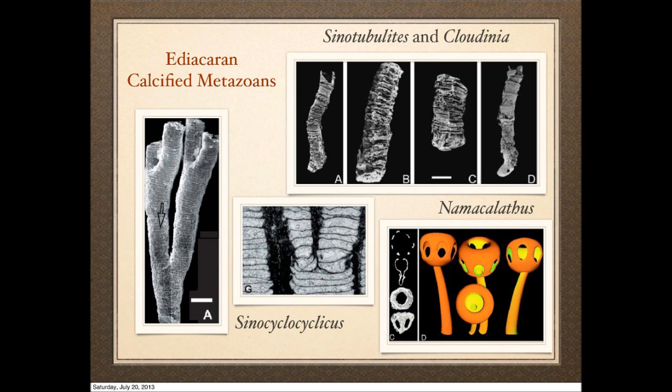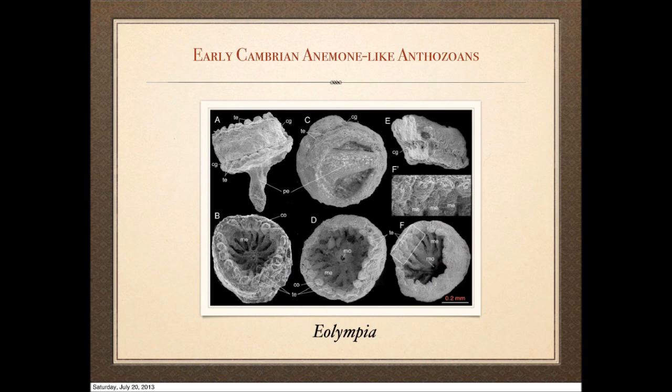By the early Cambrian, we start getting some nice body fossils. This is the earliest preserved sea anemone, an anemone-like organism. Again, this is soft-bodied. It's preserved by phosphate. Very, very tiny. See, the scale bar there is 0.2 millimeters. So these things are only like a millimeter across. These are very, very tiny little polyps.